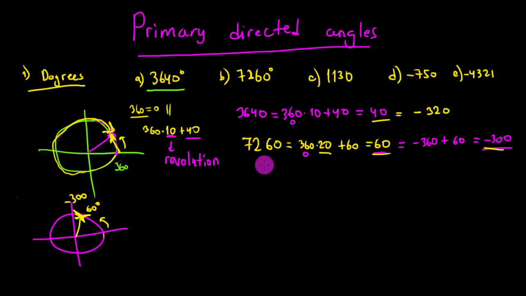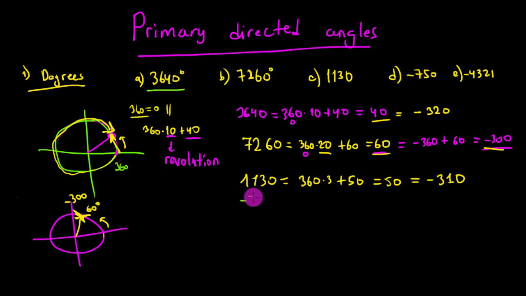Okay, now let's move to the D, minus 750. So we forgot about the C, sorry, 1130. You could write this one as 360 times 3, and then plus, I think, 50. So this one will be equal to just 50. So the coterminal angle will be minus 310. Okay, let's look at the negative angle.